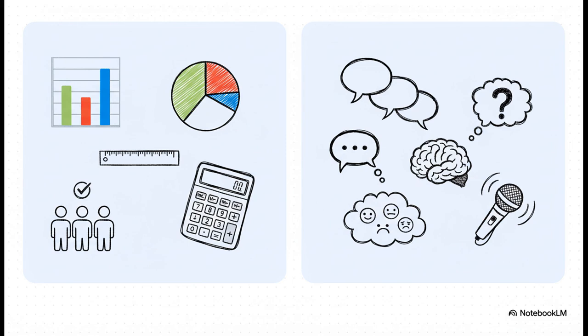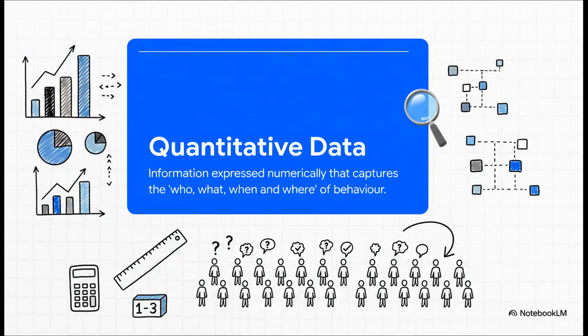Quantitative data is all about measurement and counting. How many? How often? Where? Qualitative data, though, is about understanding and meaning. Why did that happen? What did it actually feel like? So, quantitative data is all about turning the world into numbers that we can analyze.